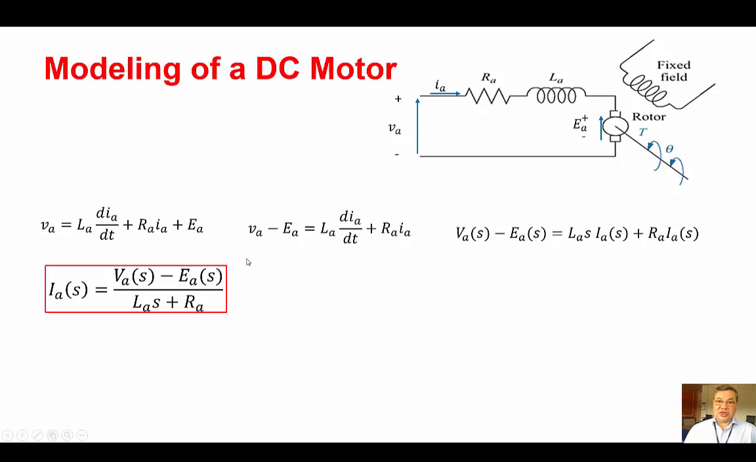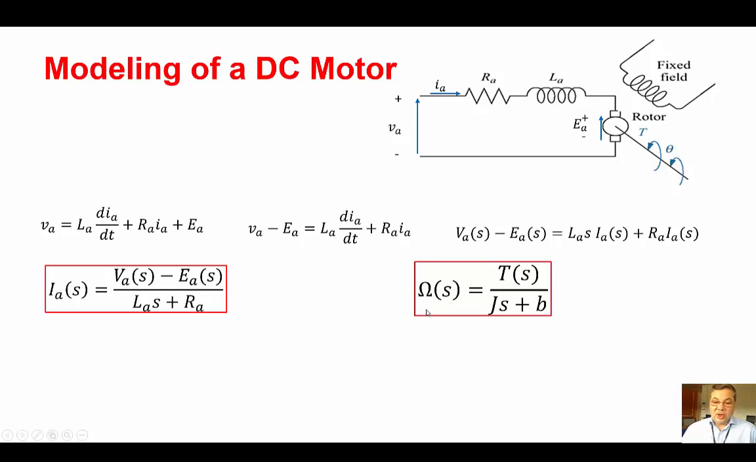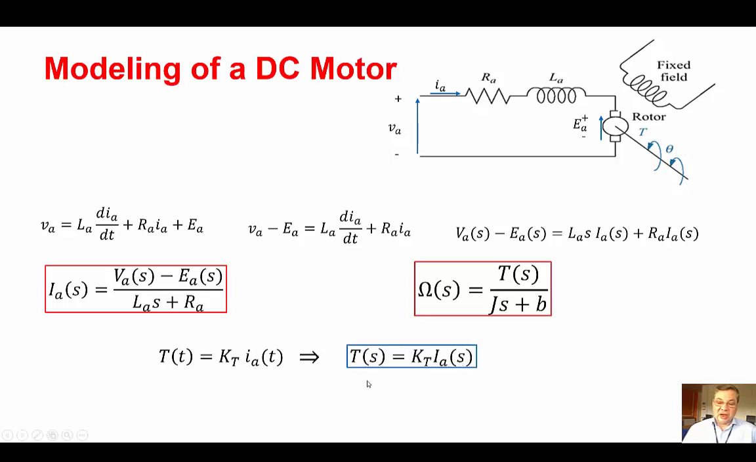From knowledge of electric machines, we know that the torque produced by a DC motor is proportional to the armature current. Before we go on, these two equations: the current equation is from Kirchhoff's law, and the velocity equation, omega, is from the application of Newton's law. This equation here, torque is proportional to the armature current, is for this particular device, and we know it from previous study related to this device. In the S domain, that will be T(s) equals KT times IA(s).